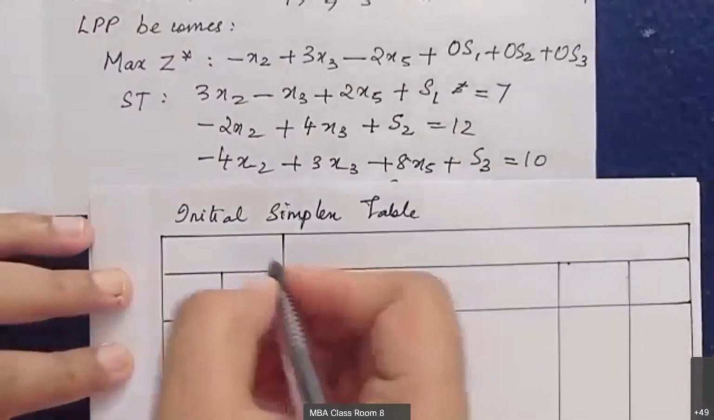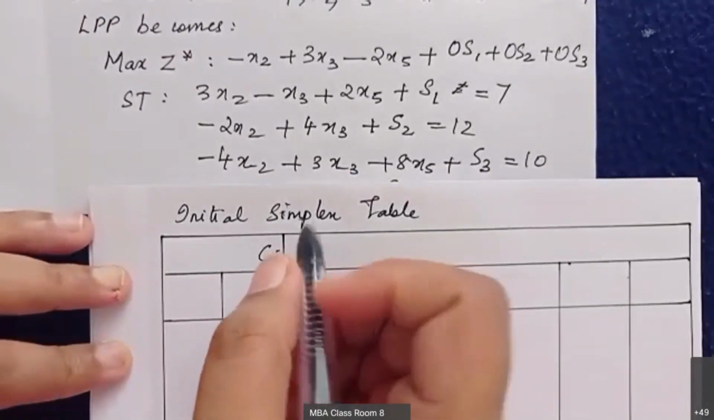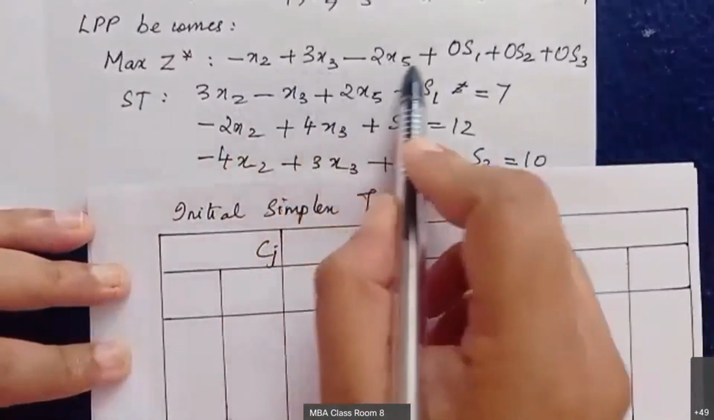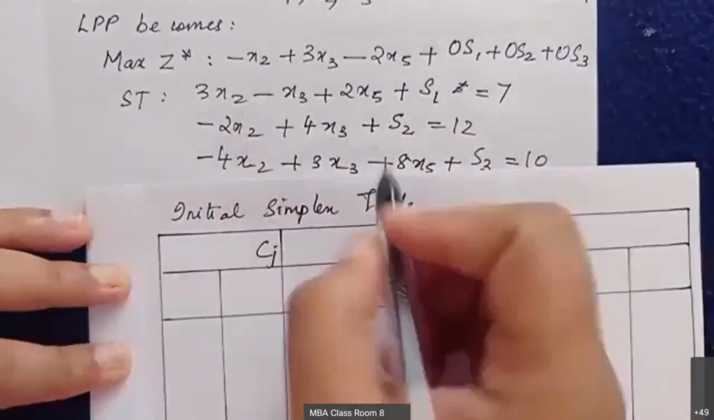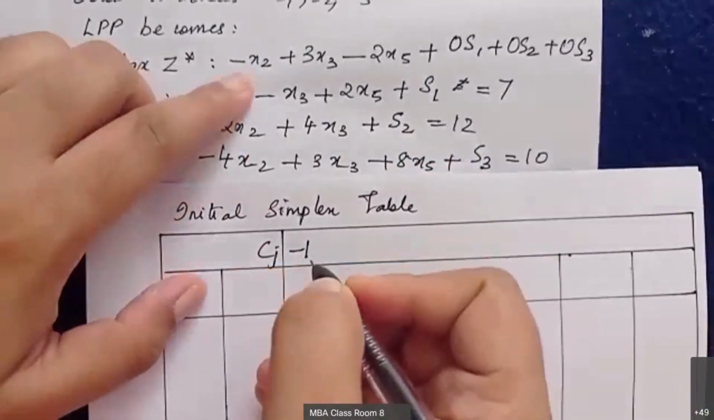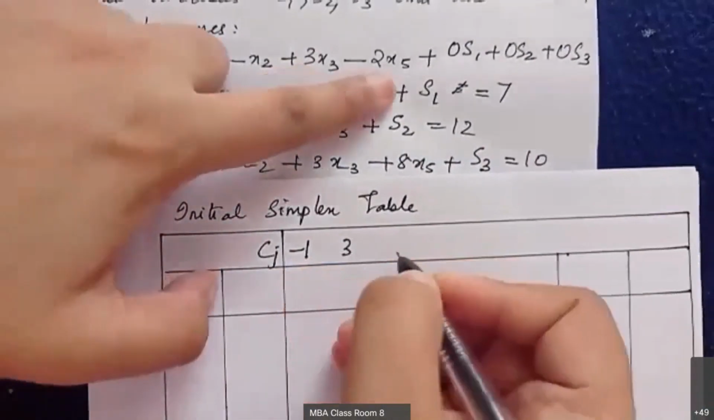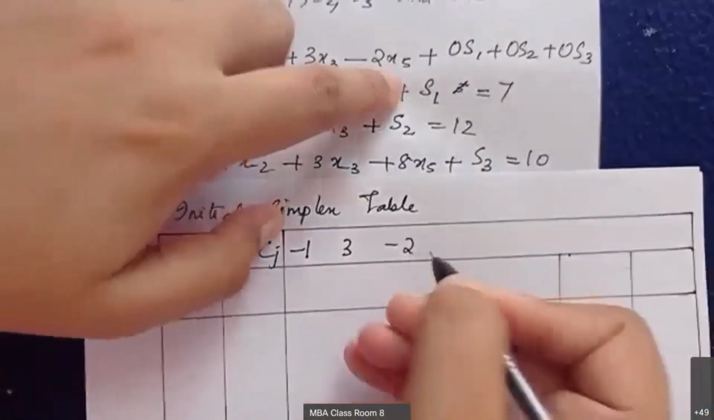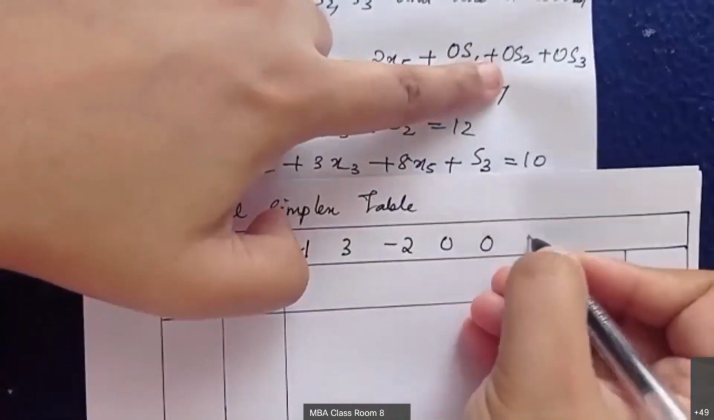Over here we have Cj. Cj means the coefficients of the objective function. Our objective function is this one. We are going to take down its coefficients and write them over here. The first one is minus 1, for x3 we have 3, for x5 we have minus 2, for s1 we have 0, s2 we have 0, and s3 we have 0.